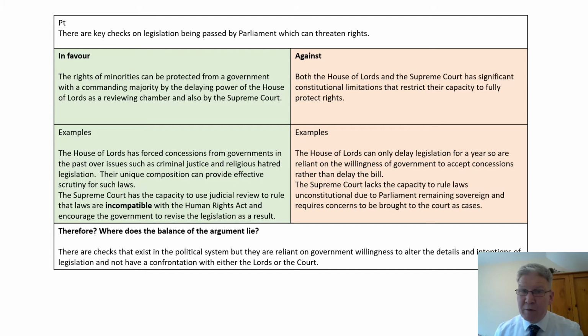However, if we're arguing against this, we would have to acknowledge the fact that the House of Lords and the Supreme Court have significant constitutional limitations. The Lords can only delay legislation, and the Supreme Court lacks the capacity to rule laws truly unconstitutional due to Parliament remaining sovereign, and therefore can only really be brought to the court as cases with the hope that Parliament will actually change them as a result. So we can argue that there are checks that exist in the political system, but they tend to be reliant upon government willingness to alter the details and intentions of the legislation in a desire to avoid confrontation with the Lords or the courts.